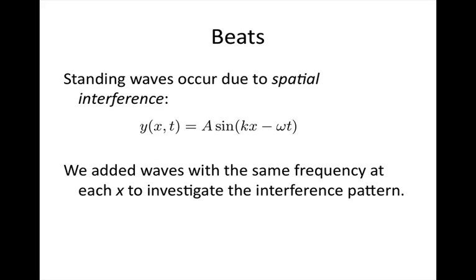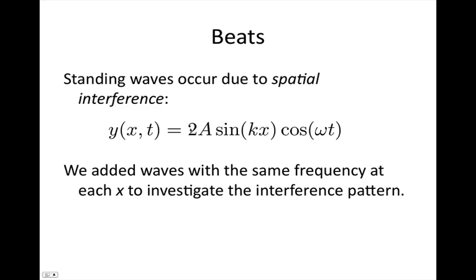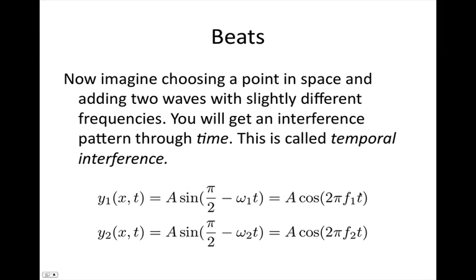Okay, and the final concept for the course, beats. Standing waves occur due to spatial interference. So this is our equation for the standing wave: y(x,t) is equal to 2A sin(kx) cos(ωt). We add the waves with the same frequency at each x to investigate the interference pattern.